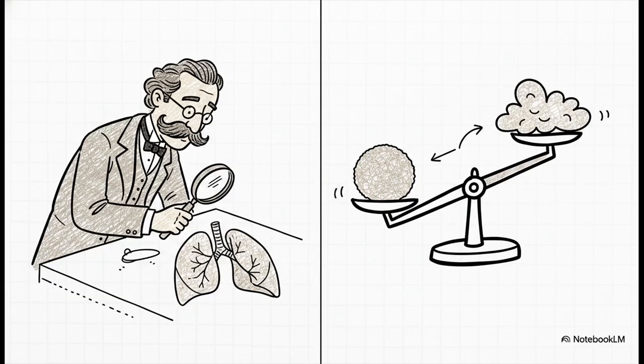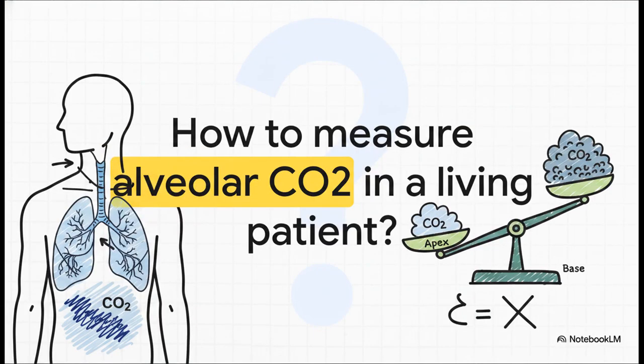He never actually intended for his equation to be flipped around to calculate dead space, but, well, that's exactly what we do today. The Bohr equation looks at the ratio of dead space volume to tidal volume. It uses the difference between the fraction of CO2 in the alveoli, that's the FaCO2, and the fraction of CO2 in your mixed expired gas, the FeCO2. By comparing what's in the alveoli to what actually makes it out in the exhale, you can calculate the total Bohr dead space.